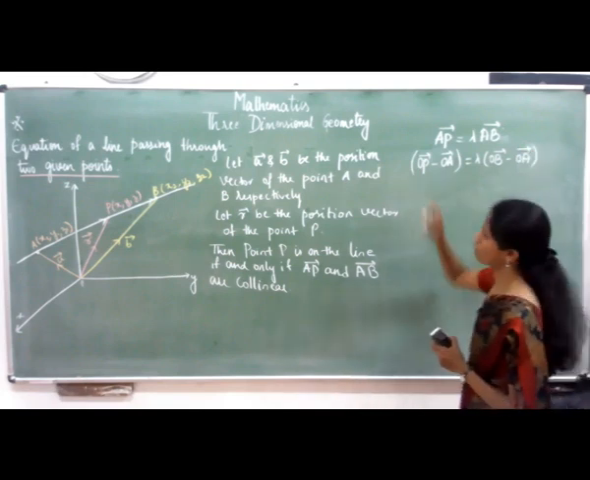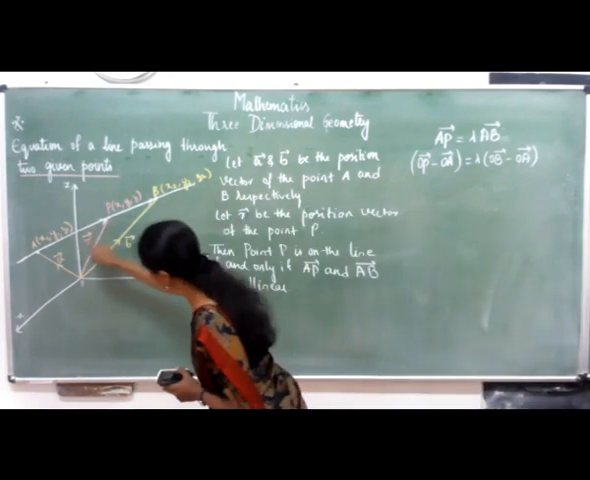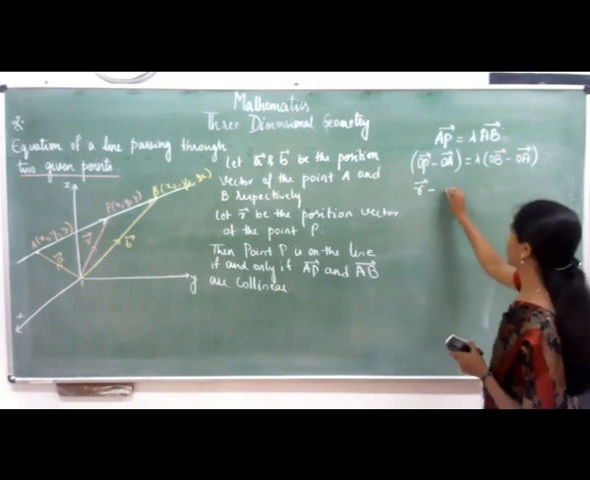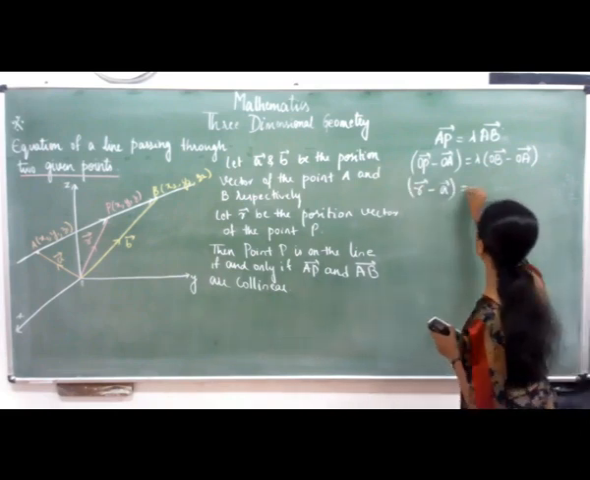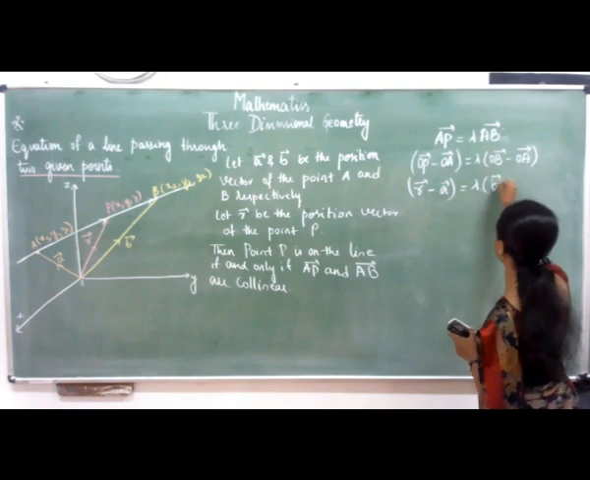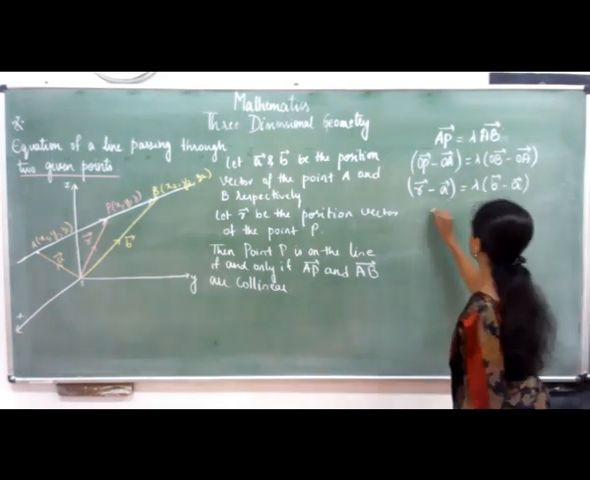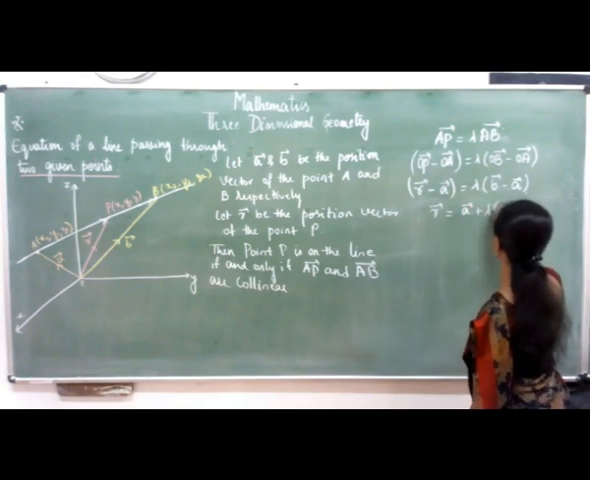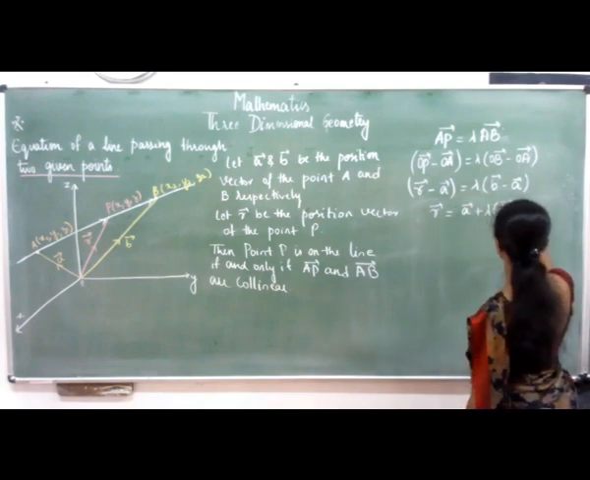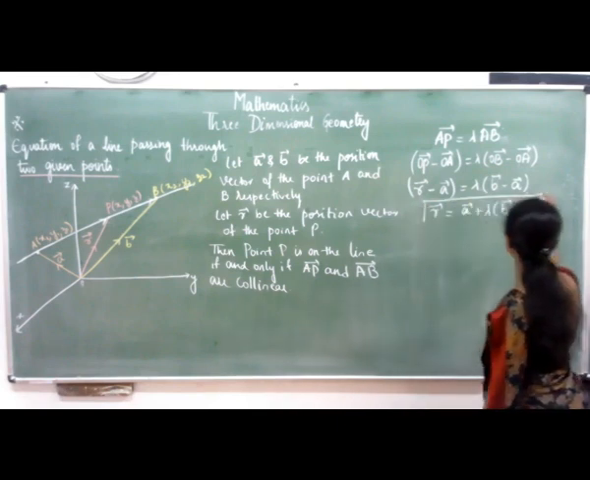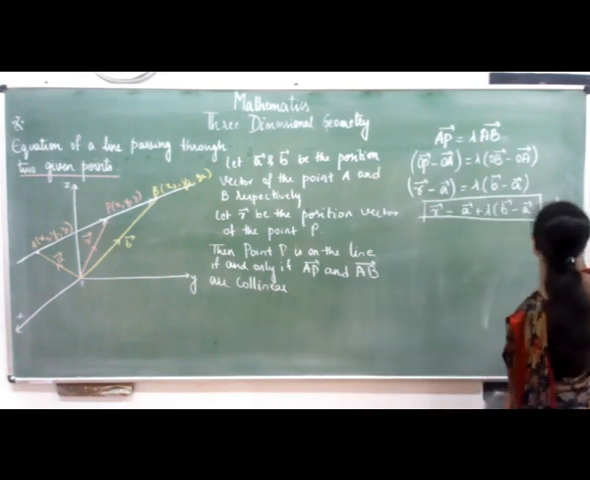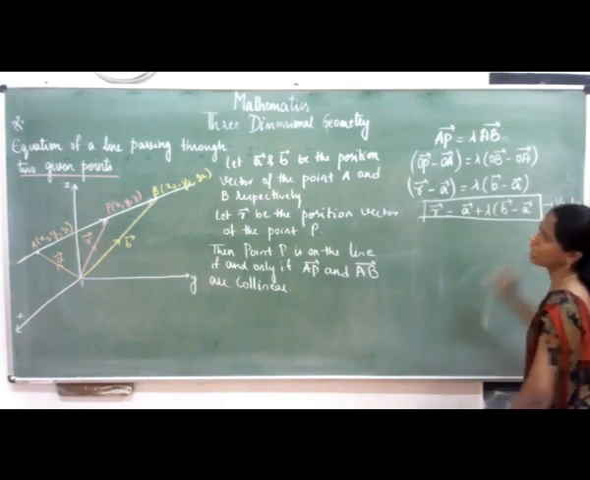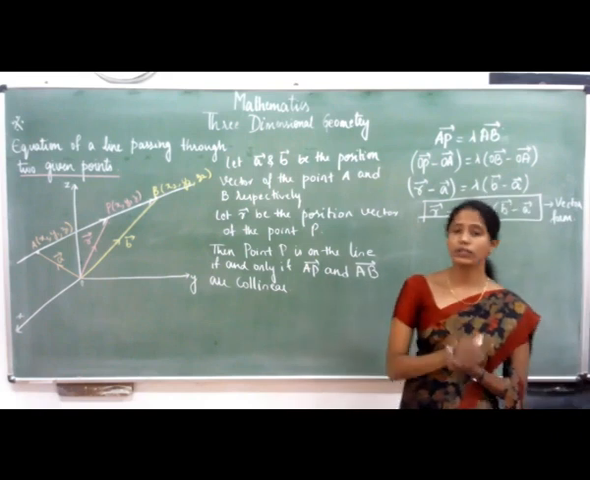Here, vector OP is given by vector R, and vector OA is given by vector A, which is equal to lambda times vector B minus vector A. Therefore, vector R is equal to vector A plus lambda times vector B minus vector A. This is the vector form of the equation of the line passing through two given points.